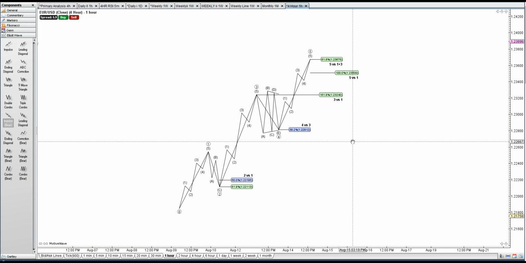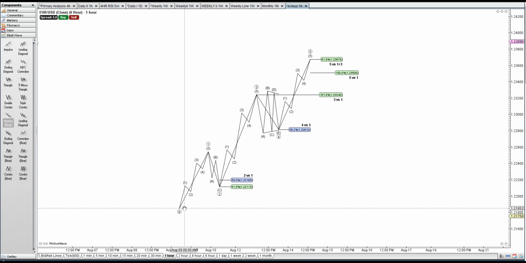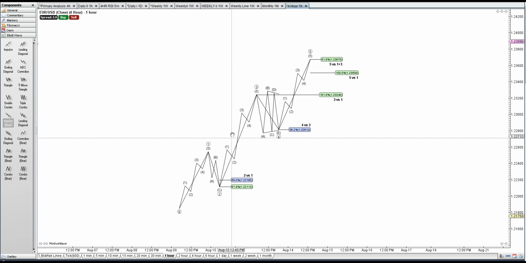So again, those are the basic rules. Wave 2 cannot go below wave 1. Wave 3 cannot be the shortest leg of an impulse. Wave 4 usually cannot go into wave 1. Okay, those are just some rules, and I'll type them out here quick.